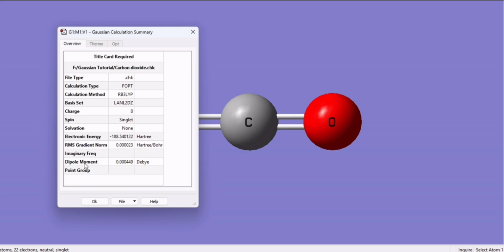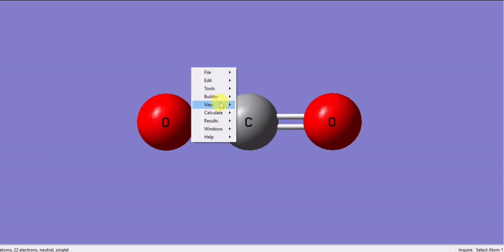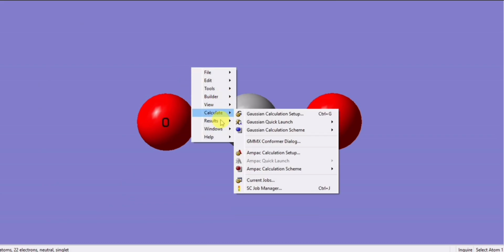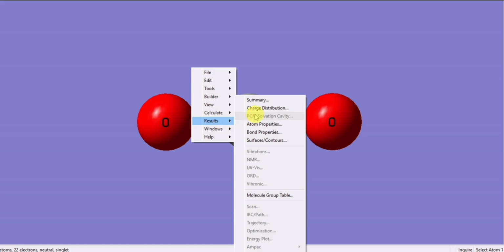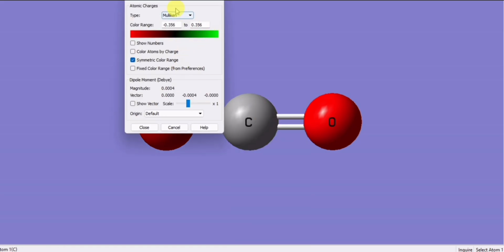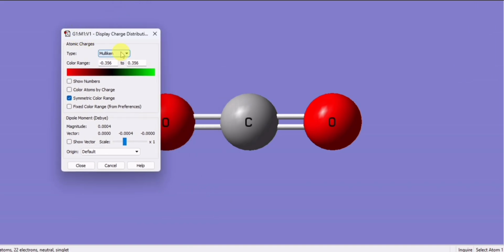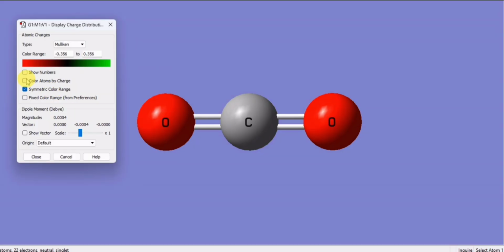Also, you can check the dipole moment of this system here, and we will also see the electronic properties like charge distribution of the system from the option Result, Charge Distribution. Here we can see that. Here you will find different types of charge options like Mulliken charge distribution. You can enable the option Show Numbers. Then you will find the distribution of charge in each atom.